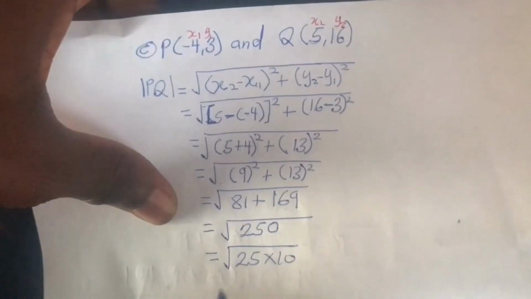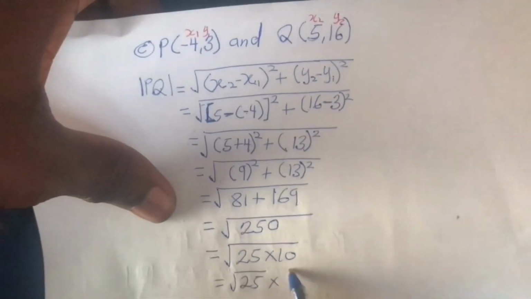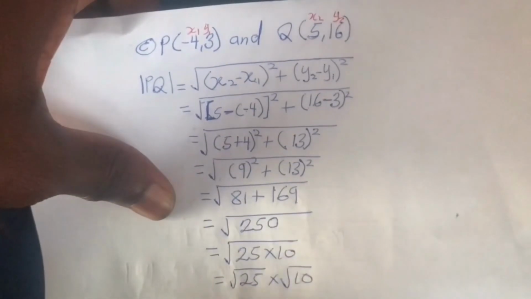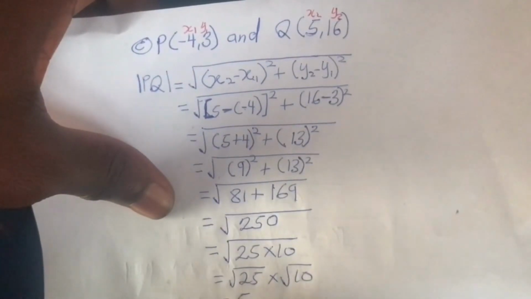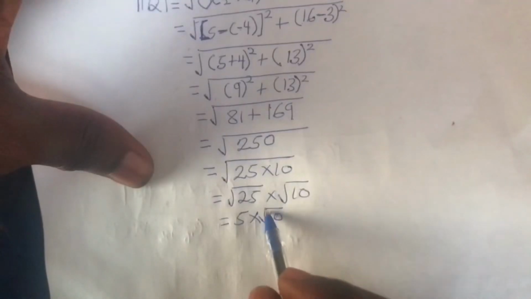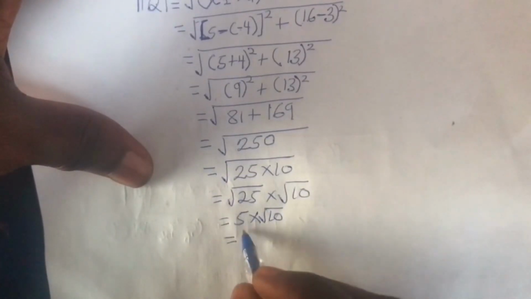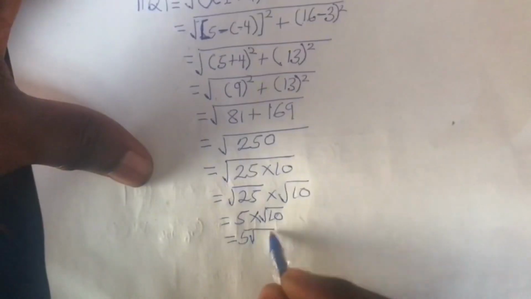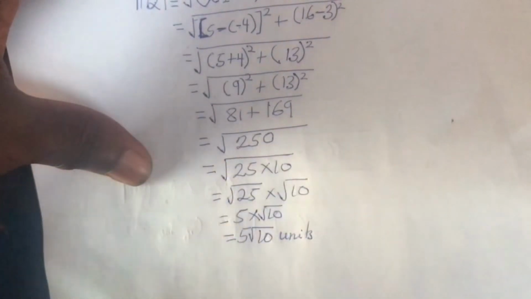Are you getting it? So this is the same as root of 25 multiplying root of 10. So what number can you multiply by itself to give you 25? It is 5. Is there any number that you can multiply by itself to get 10? No. So it means that the 10 will continue to stay under the square root. Are you getting it? So at the end of the day, we'll be having 5 root 10. So this is our answer for this particular question.